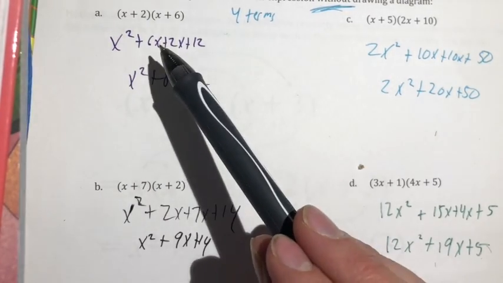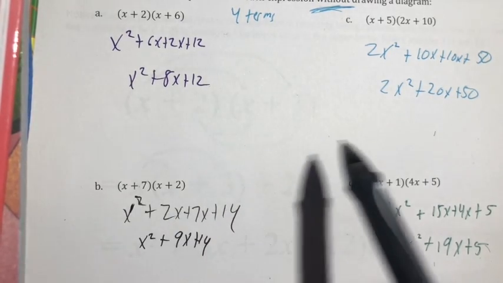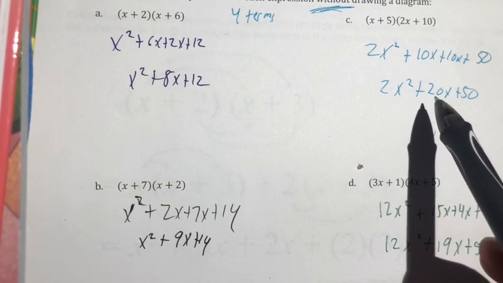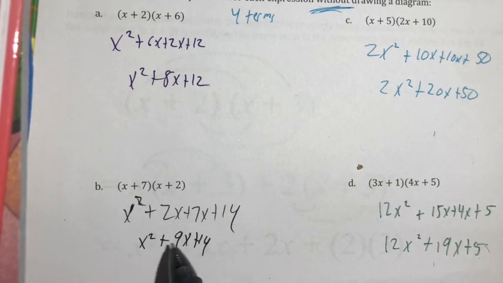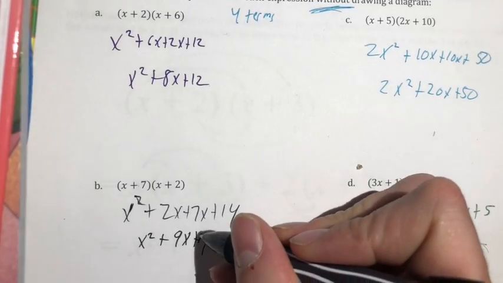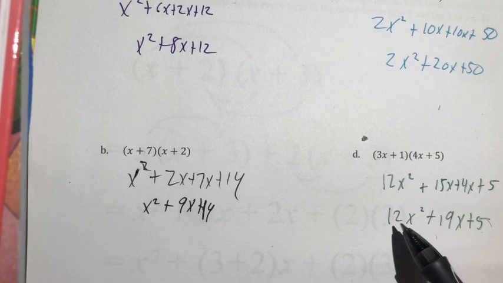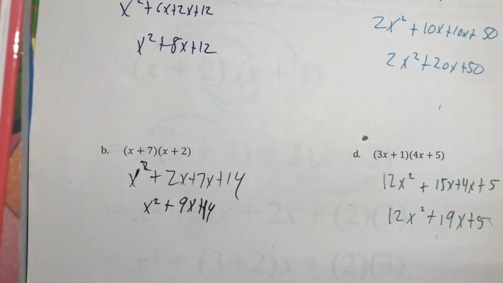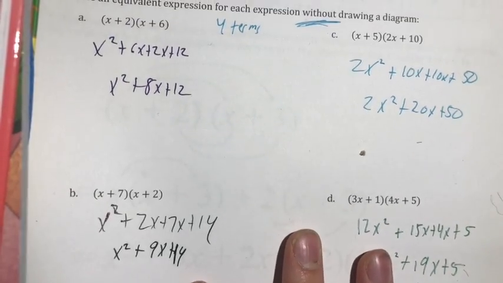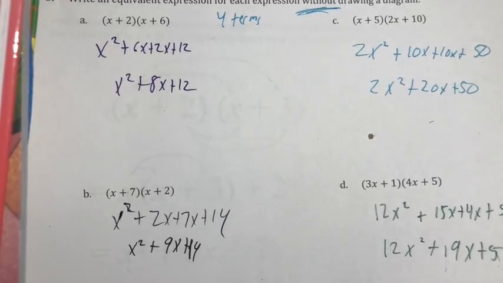x squared plus 6x plus 2x plus 12 simplifies to x squared plus 8x plus 12. 2x squared plus 20x plus 50 simplifies over here. x squared plus 9x plus 14 down here. And then over here we had 12x squared plus 19x plus 5. All right, so that's all of our answers. And that's what we're doing today. All we're doing is learning how to distribute twice, distributive property twice. So I hope that wasn't too bad.